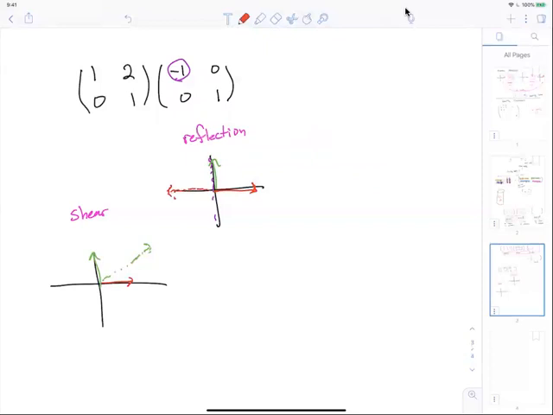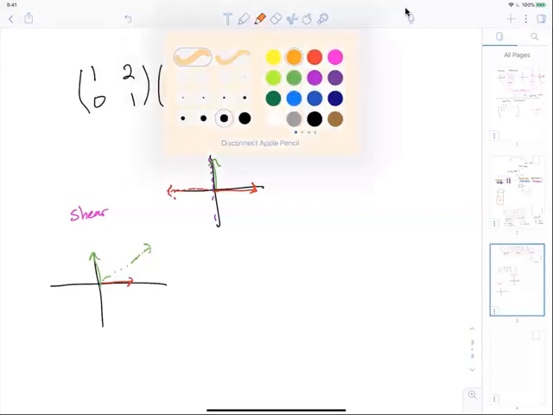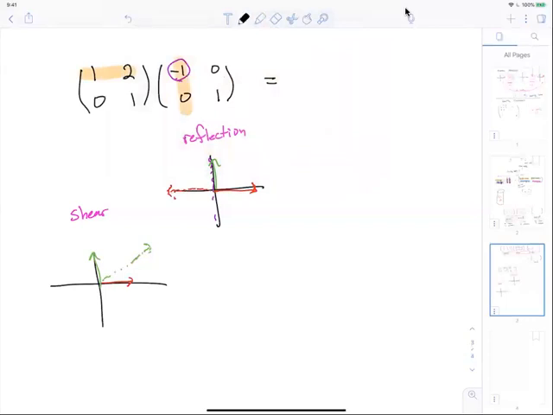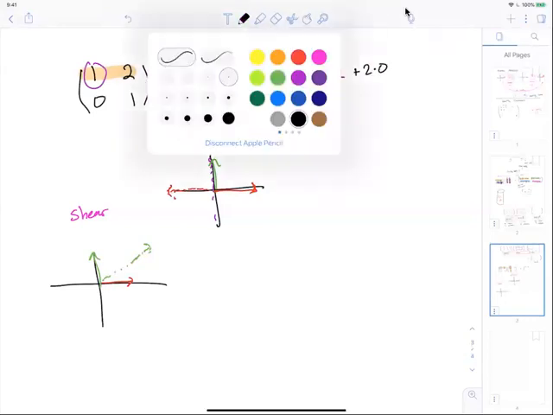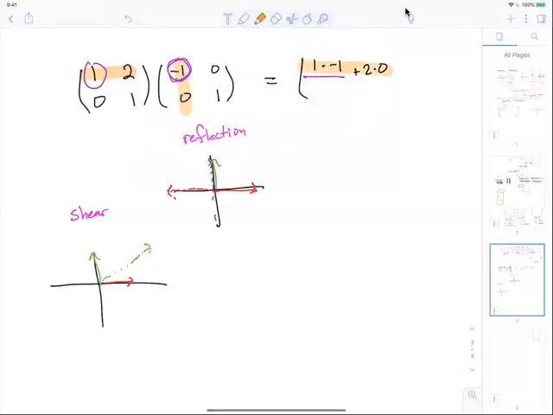So we're just going to multiply these matrices together. We're going to do the same thing as before. We're going to take the first row and first column. So we'll end up with 1 times minus 1, and then we're going to add 2 times 0. So that's for that first entry. We're going to keep going. We're going to do the first row and the second column. We end up with 1 times 0 plus 2 times 1. That's for the first row, second column.